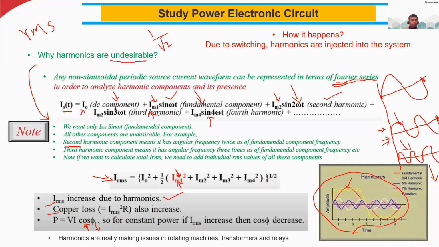So what can we do? Right now, we know we are getting these harmonics, and because of these harmonics there are so many side effects. It affects the entire system and its efficiency, and it increases the copper loss. So we want to avoid these harmonics. Harmonics really cause issues in some applications like rotating machines, transformers, relays, and so on.